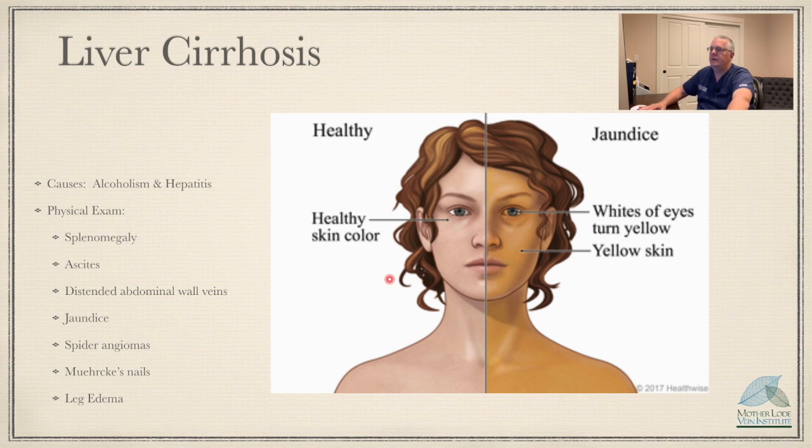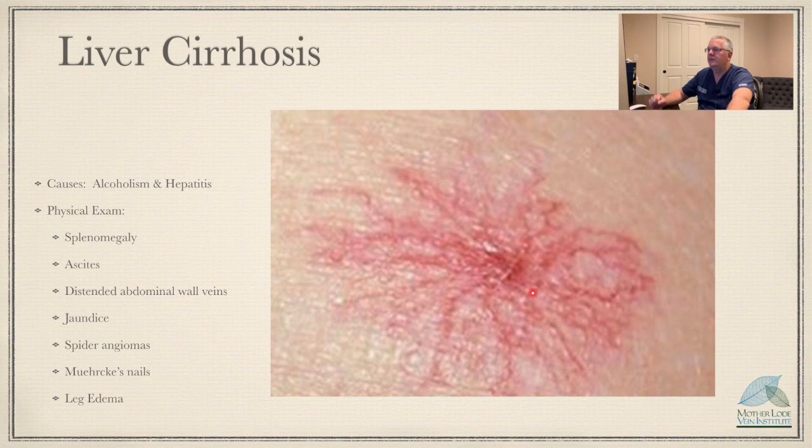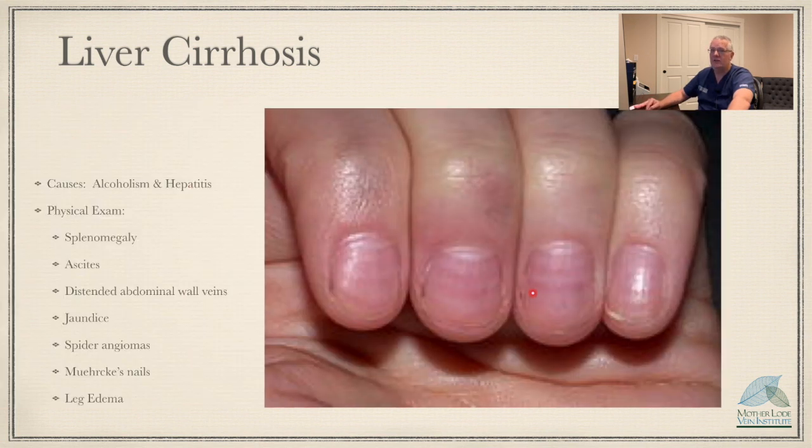It can cause, and frequently does cause, jaundice, which is a yellow discoloration of the skin, and also yellow discoloration of the sclera, the white part of the eyes. Those can turn yellow, and that's called jaundice, and that can be an indication for cirrhosis. It can cause these little spider angiomas on the skin. That's a characteristic feature of cirrhosis.